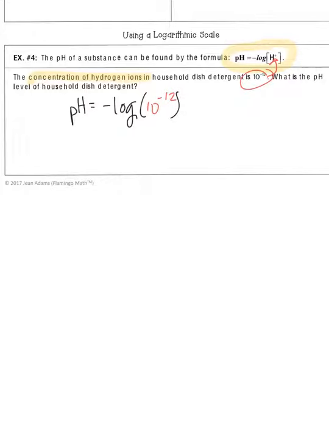So I'm just going to really use my handy dandy calculator, but I don't even need to use a calculator here, because if this base here is 10, isn't the value of all of this 12? And so all I have to do is take this and multiply it to that negative that's out in front. And so I get a pH that's equal to positive 12. That's it. So of course you write a sentence, therefore, the pH level of household dish detergent is 12.